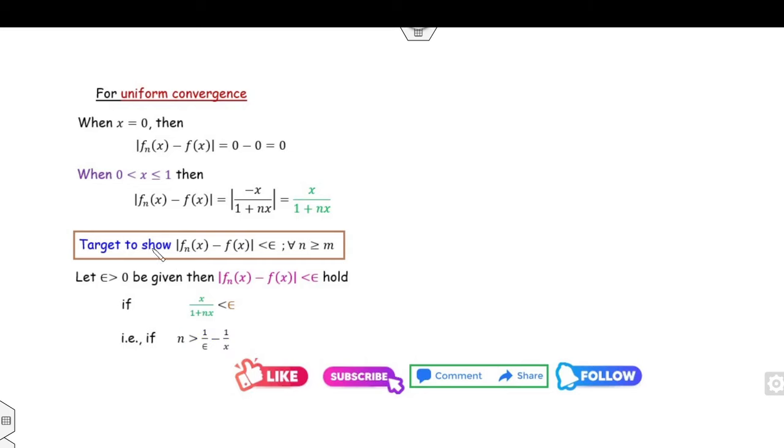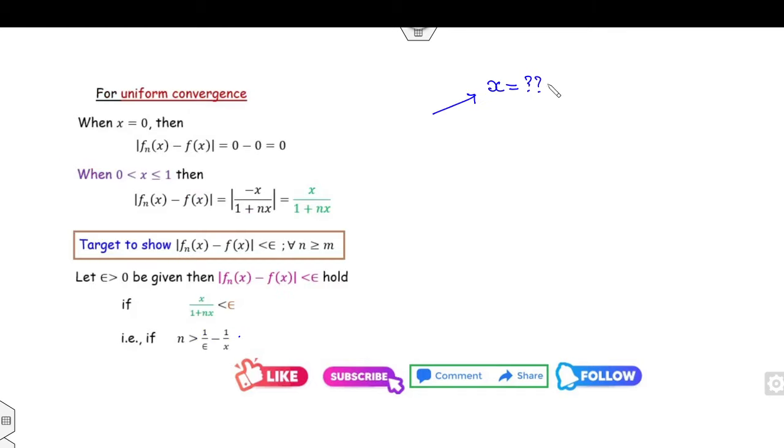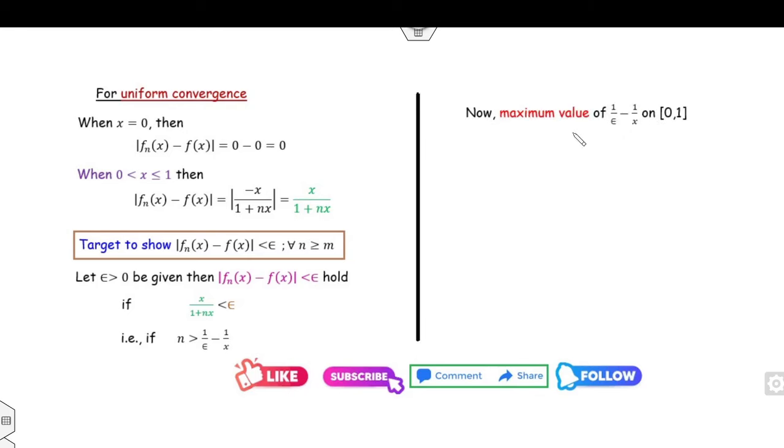Again, you have two different cases. You have to find the value of x from the given domain. What is my domain in the given statement? Domain is [0, 1], so that n will go to infinity. Second, your target is to find the maximum value of this expression, 1 over epsilon minus 1 over x. Now, can you find the maximum value of this firstly?